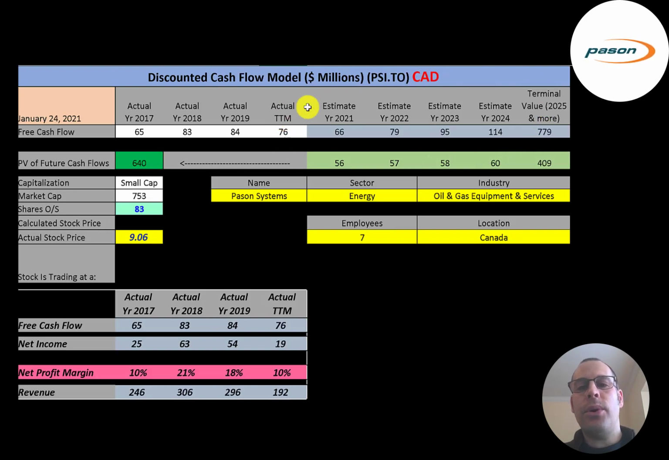We estimated 4 years of future free cash flows. We also estimated terminal value, which is all cash flows past year four, that's $779 million. We discounted those numbers back to today using a weighted average cost of capital. We get a value of the company of $640 million. We divide that by 83 million shares. And we get a calculated stock price of $7.70. They're trading at $9, so they're trading at an 18% premium. It's a sell according to the model.